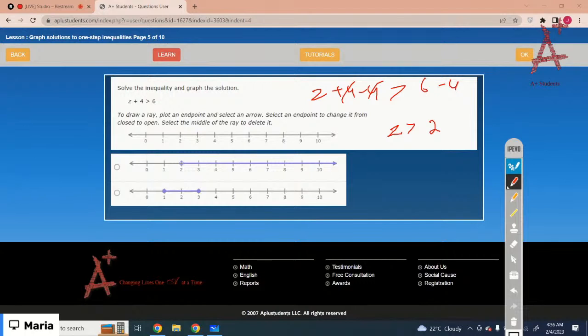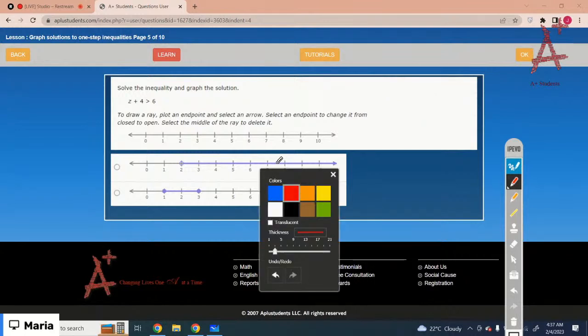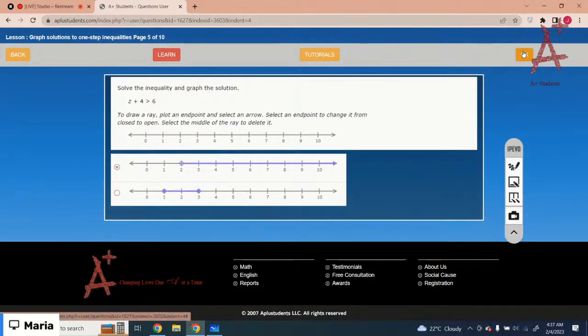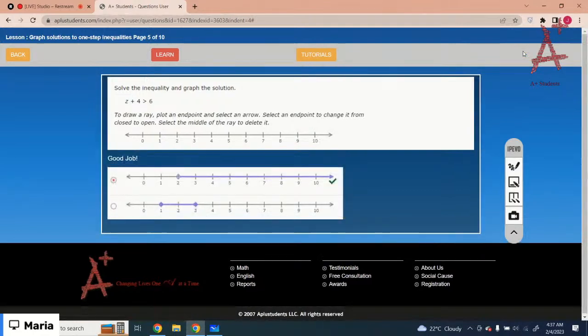So it would be option number 1. Got it? Very good. It would be option number 1. 2 is an open circle because z cannot be 2, and then that is the correct option. Just select the correct option, then click on the OK button.